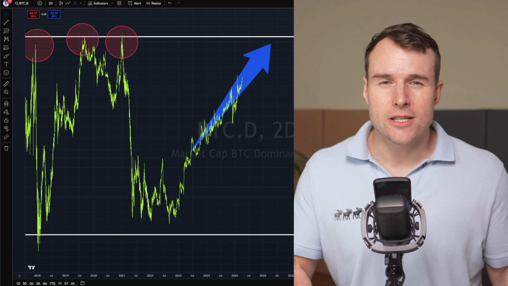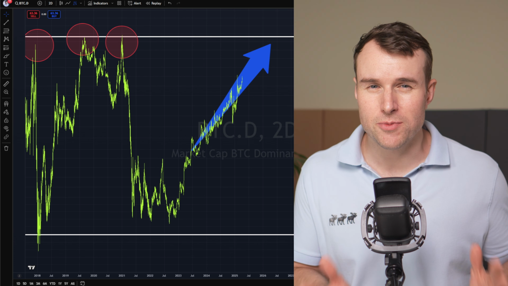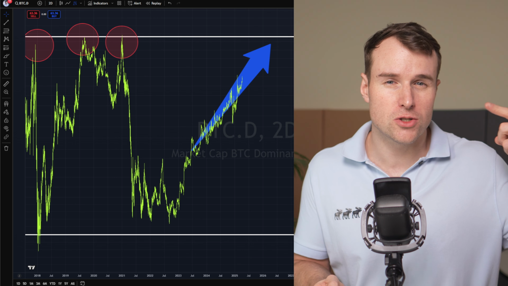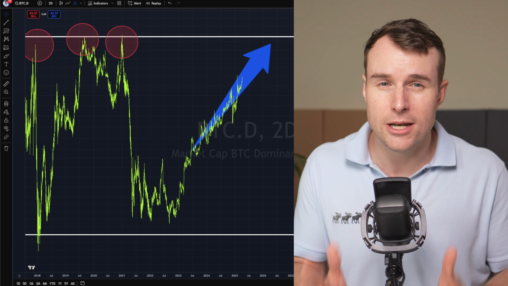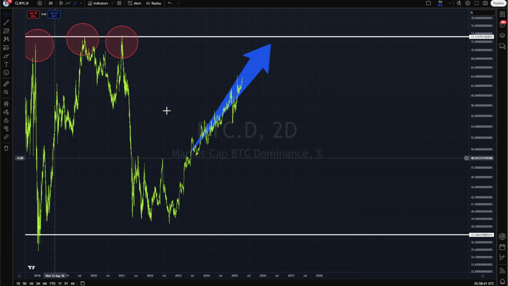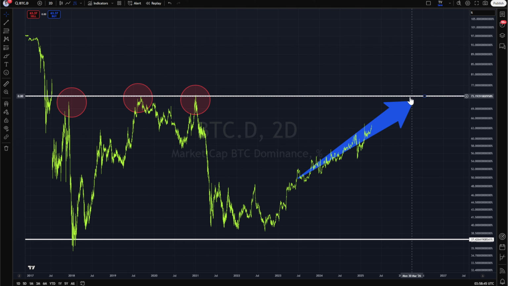And yes, nobody has a crystal ball. Nobody knows where prices are going. But the current trend is pretty clear. Bitcoin dominance continues to rise. So more and more capital within crypto goes to Bitcoin, the least risky of the cryptocurrencies. And I believe that this will continue until we hit roughly 70% of all of crypto being Bitcoin.